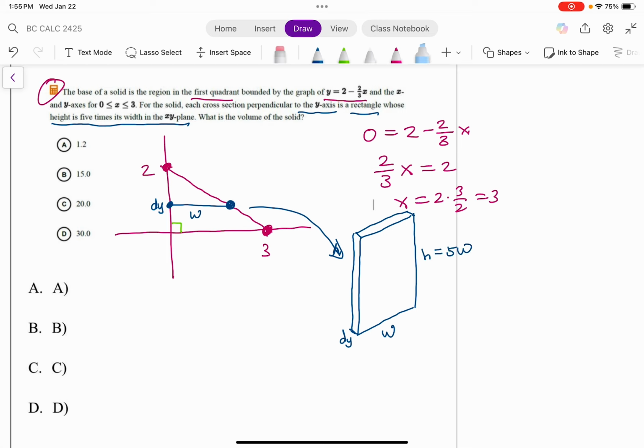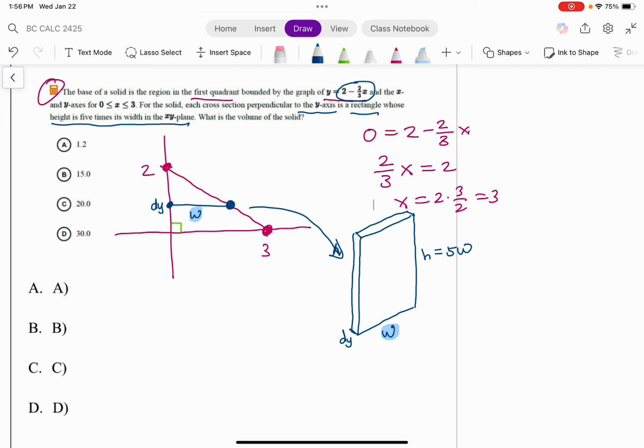What we need is an expression for the width. Now, this is a horizontal rectangle. Anytime you have a horizontal rectangle in the plane, you need to name all the coordinates in terms of y. So this coordinate right here, what do I call it? You can call it x comma 2 minus 2/3 x, because the y coordinate as a function of the x coordinate is that. But that's not what we want. This is a dy problem, so we have to name everything in terms of y.